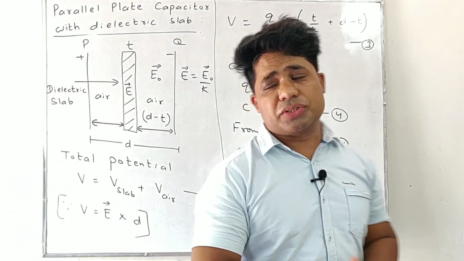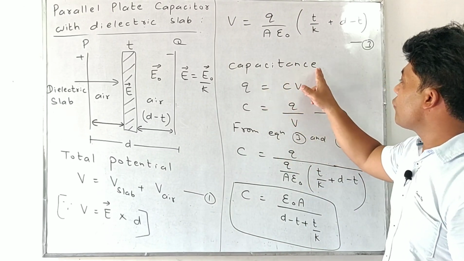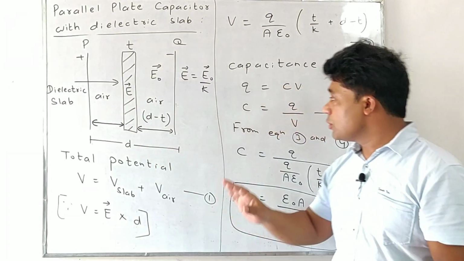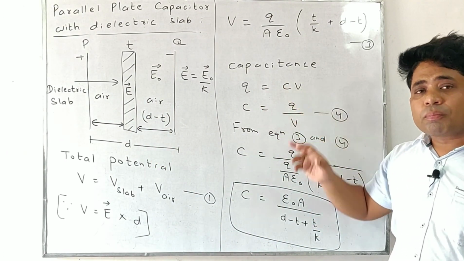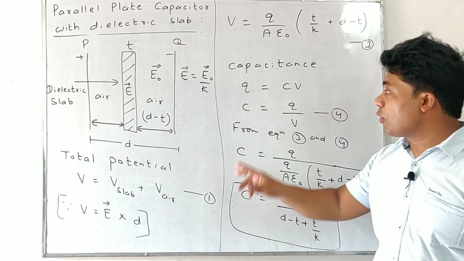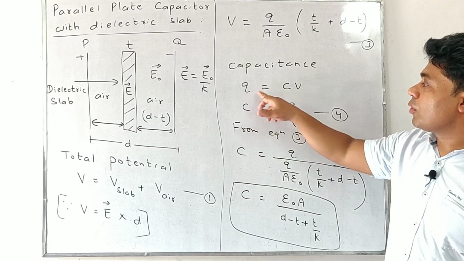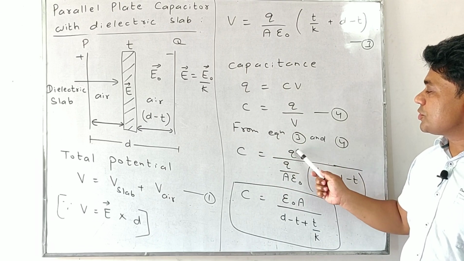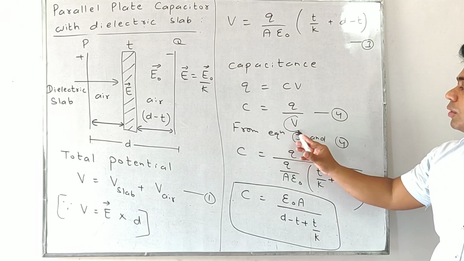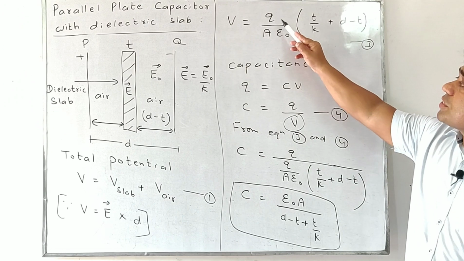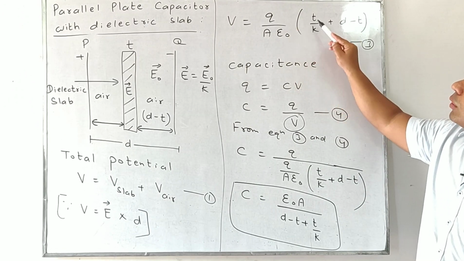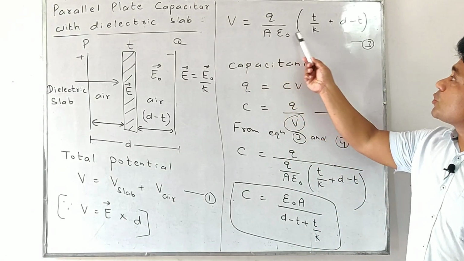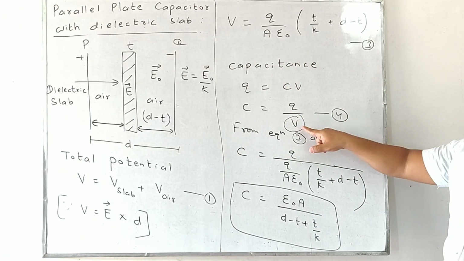But we have to find capacitance. How can we get capacitance? The formula of capacitance, as given charge to a capacitor, is Q equals CV. But we have to find capacitance. For getting capacitance, it comes Q divided by V. C as it is, Q as it is, and potential we found as that entire term, Q by A epsilon naught into T upon K plus D minus T. So the value of this potential we'll put in equation number 4 here.